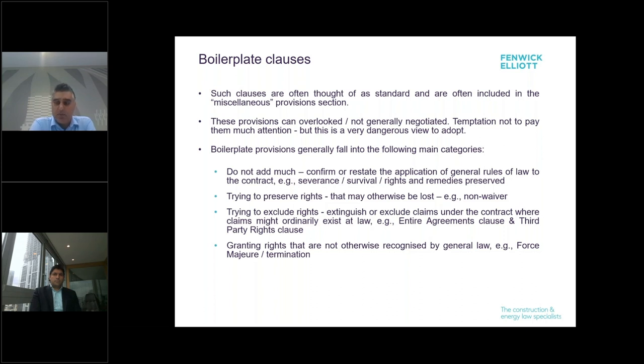And I think Ed will touch upon third party rights clauses as well. And then the final type of boilerplate clause is the one that will seldom or never be implied, i.e. it grants a right to a contracting party which is unknown or not recognised by general law. And again, Ed will touch upon a couple of these when he talks about force majeure and termination. But in the first instance, the first boilerplate provision I'm going to talk about is the entire agreement clause.